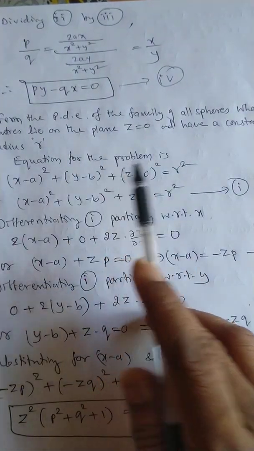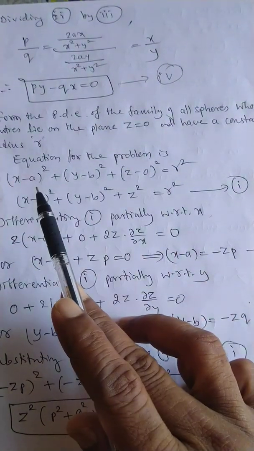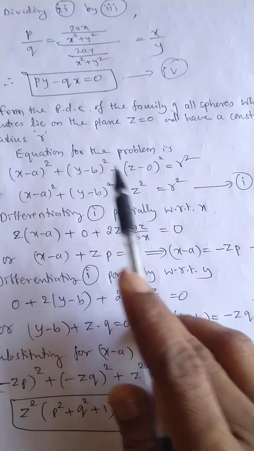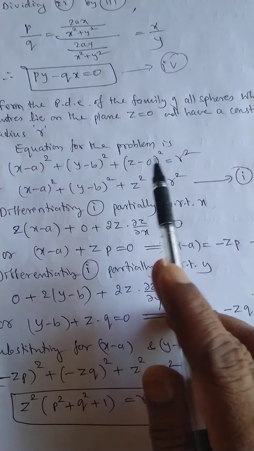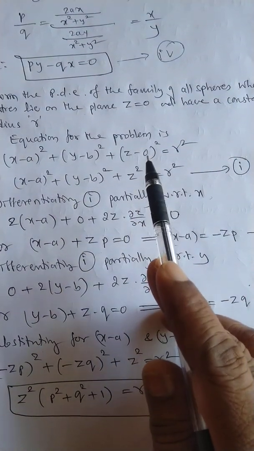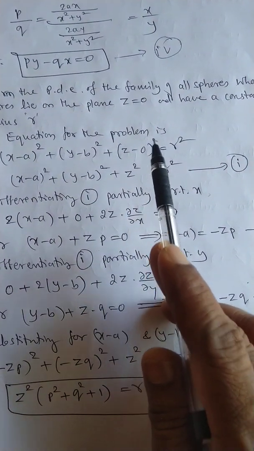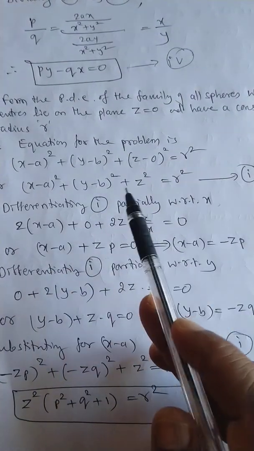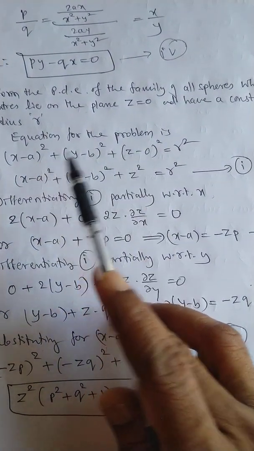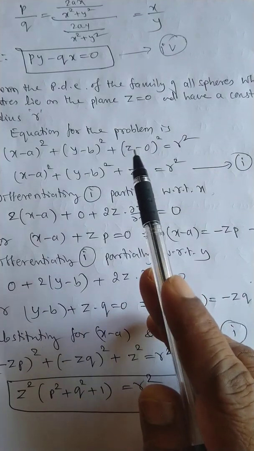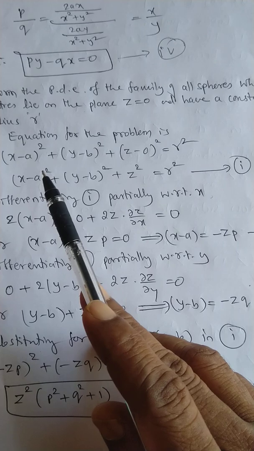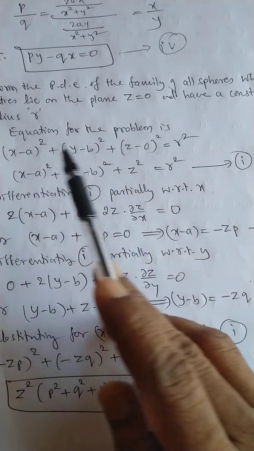So the equation of the family of spheres is written in this form: x minus a whole square plus y minus b whole square plus z minus z coordinate, which is 0 on the xy plane, so z minus 0 whole square, equal to r square. In this we have x, y and z, 3 variables, and we take z as a function of x and y. The arbitrary constants are a and b.